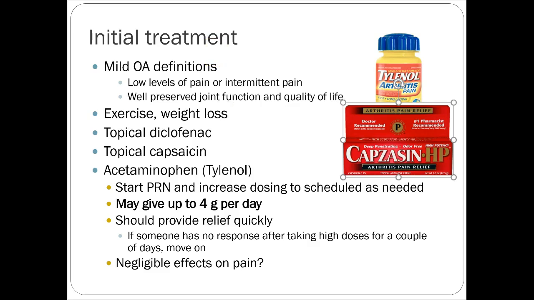So if the patient has intermittent pain, recommending as-needed Tylenol or acetaminophen will be a good option for them, and then increasing the dose to scheduled. If they're having regular pain throughout the day, it's okay to just start at scheduled and just say, all right, just start at 4 grams a day. And I do recommend just going big or going home with Tylenol.